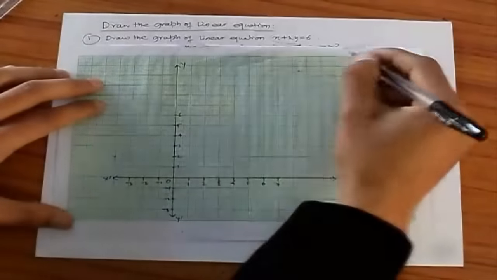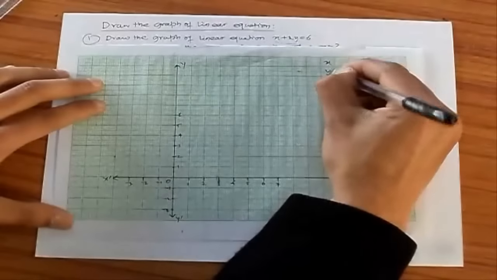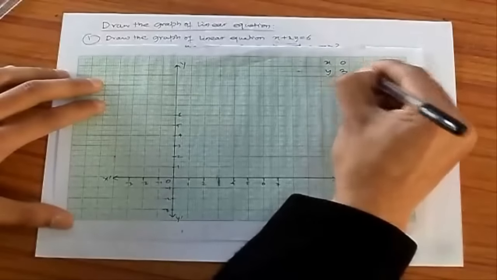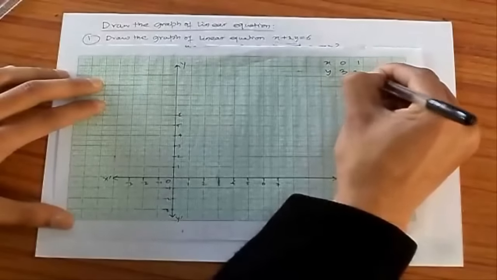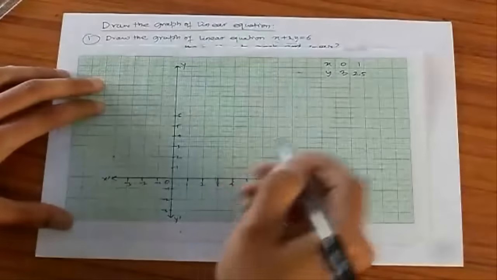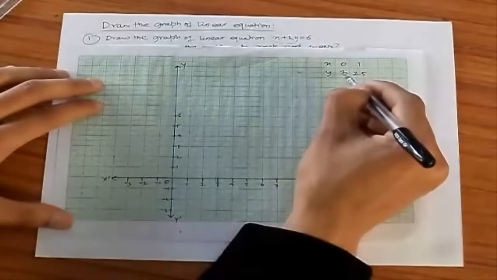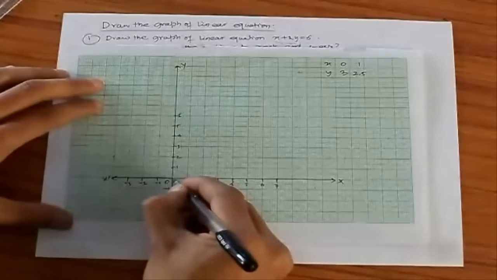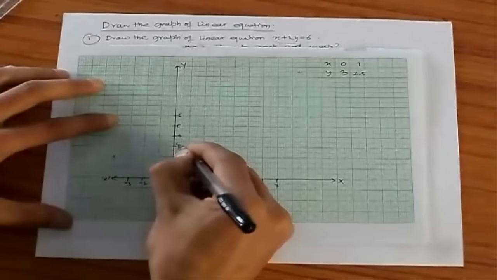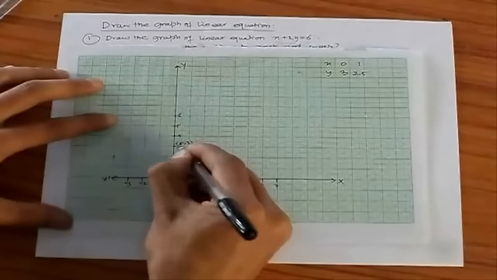Okay, now we have 2 points. When x equal to 0 we get y equal to 3, when x equal to 1 we get y equal to 2.5. Now we're going to plot the points. So when x equals 0, y equals 3. So here (0, 3) is one point.